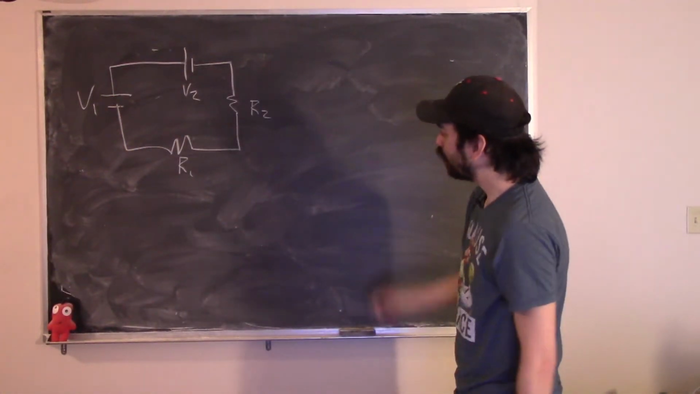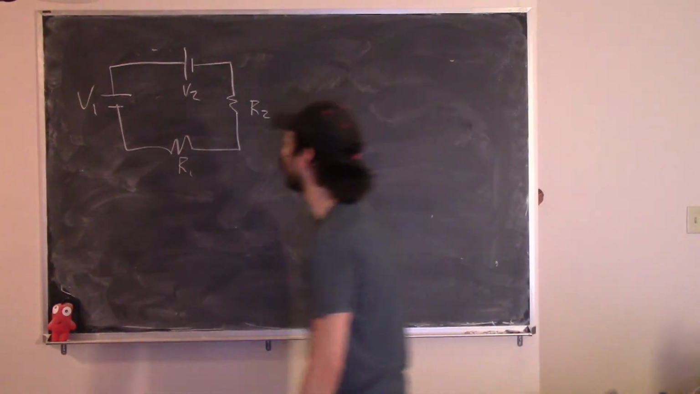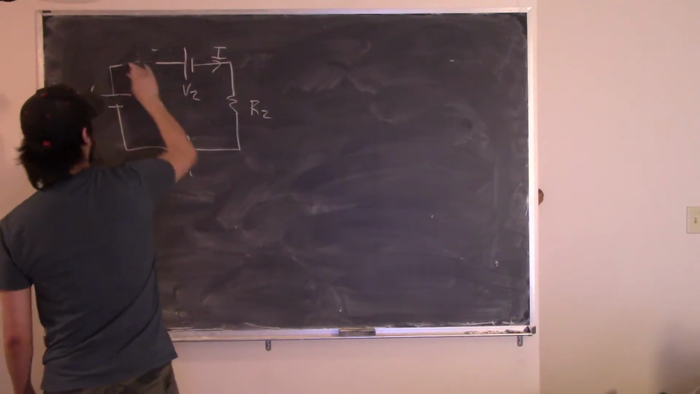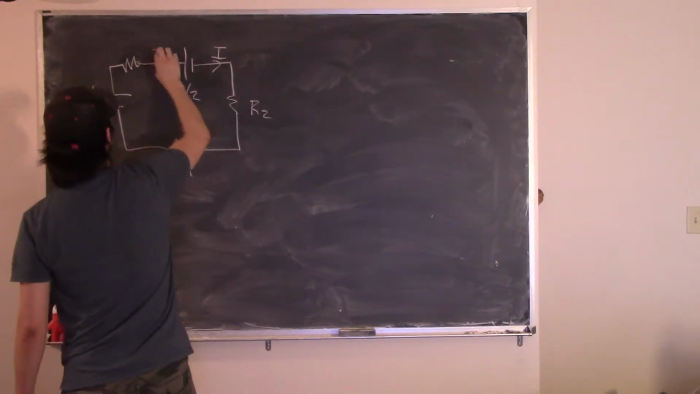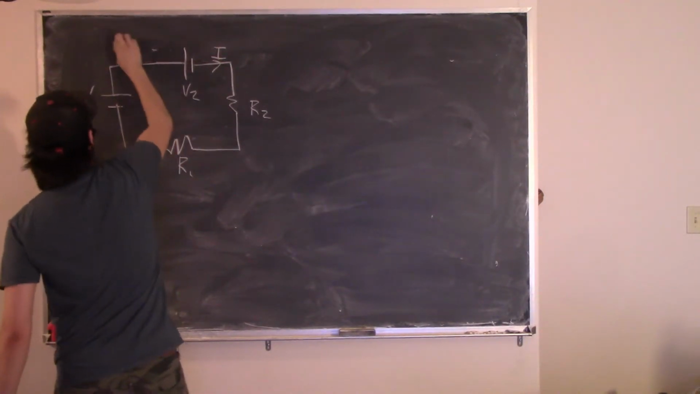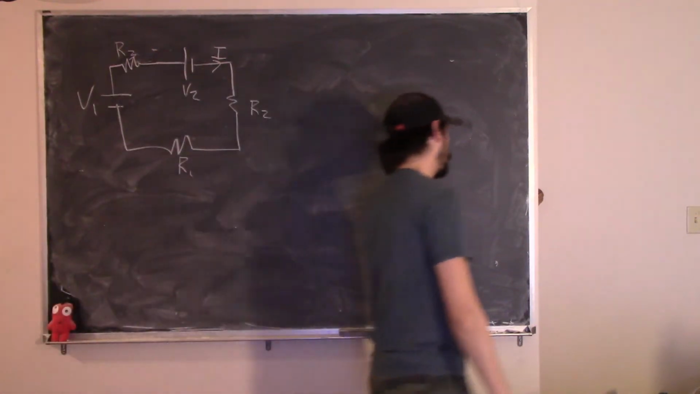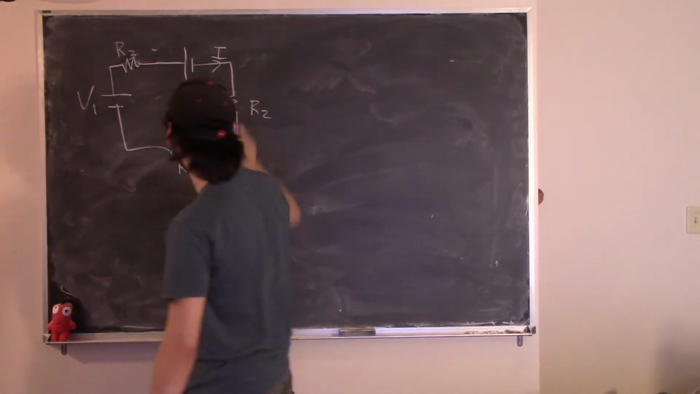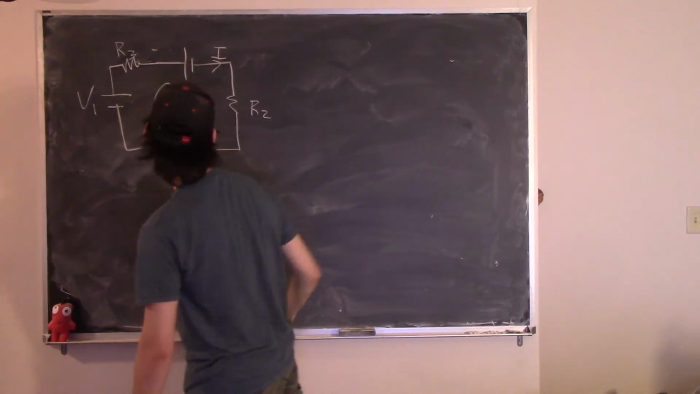So if we want to find what the current is here, let's label a direction for the current, say this is I. And Sean actually asked what happens if I put a resistor in here. No problem, we can do that too. So we can put some R3 here. So we label the direction of the current. Now we have to draw a direction of the loop. I'm going to choose to do my loop like this.